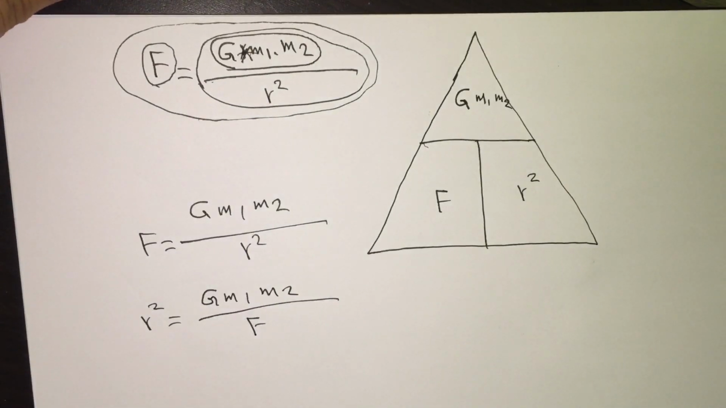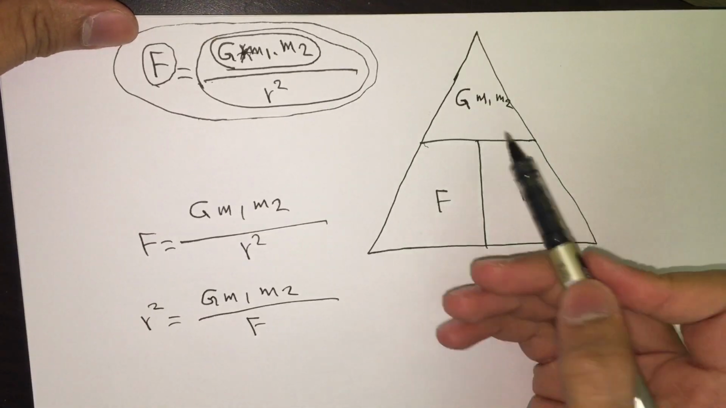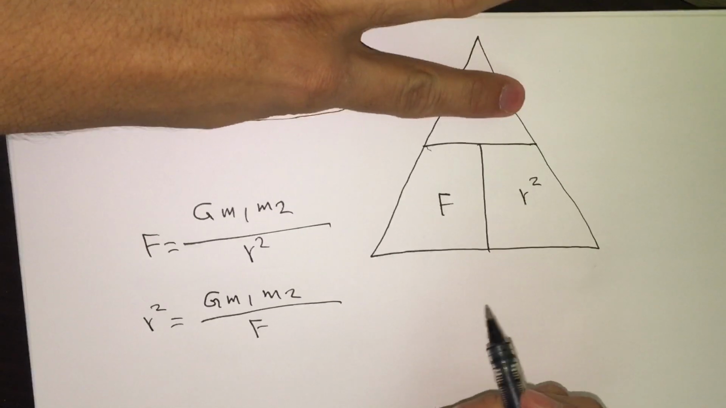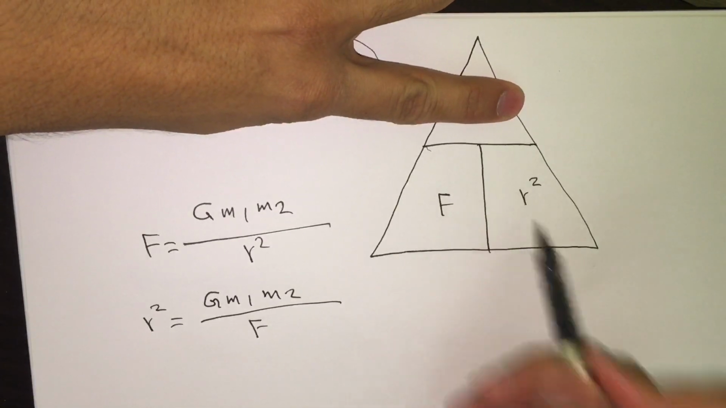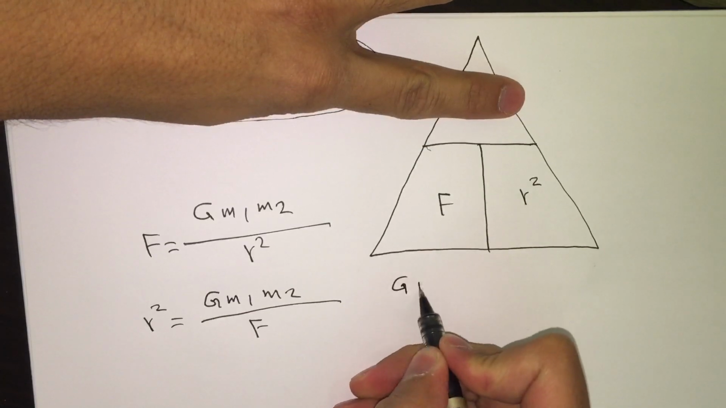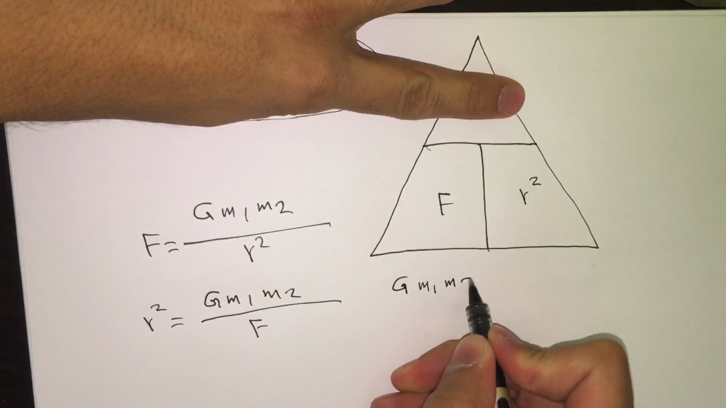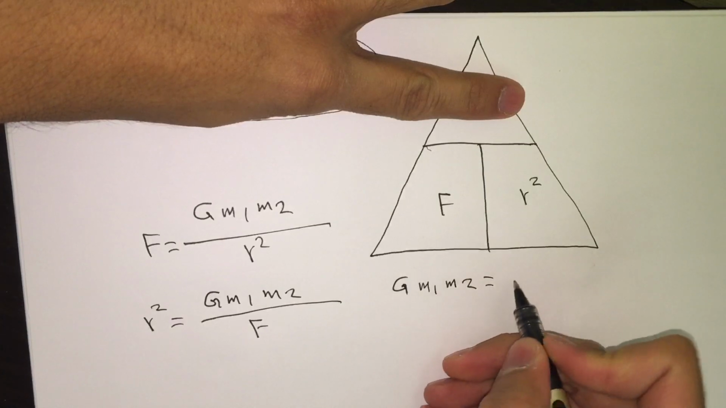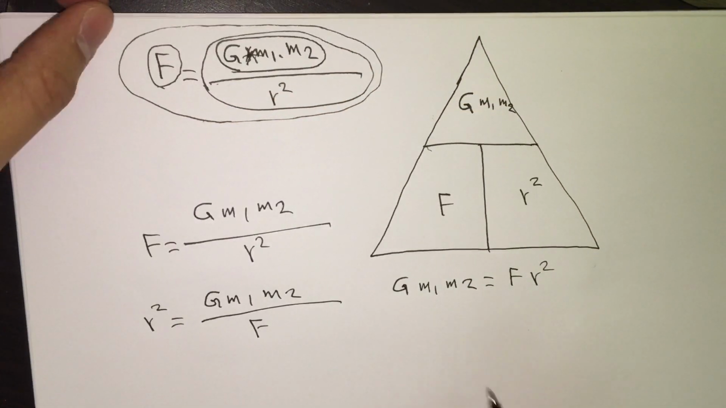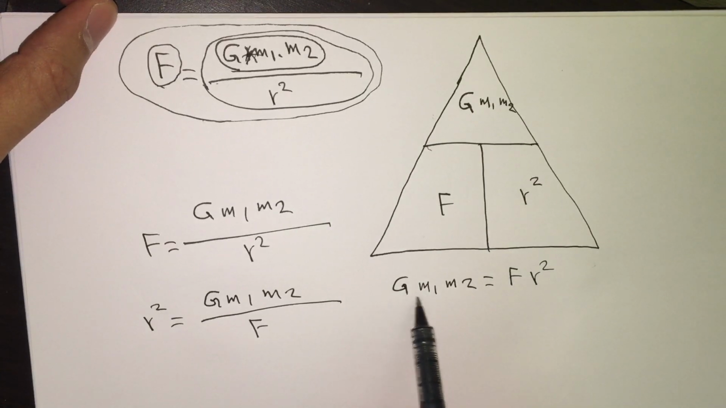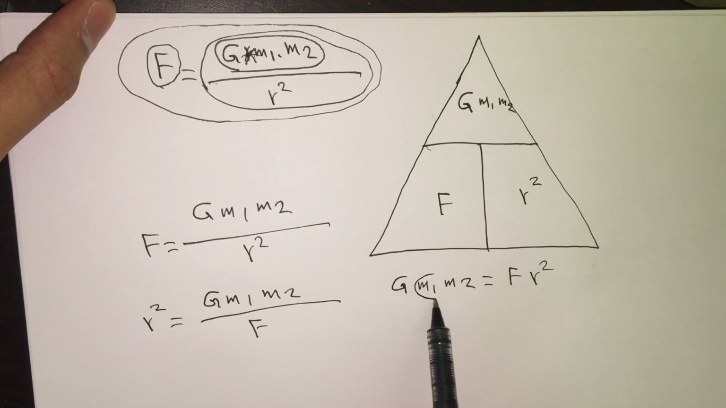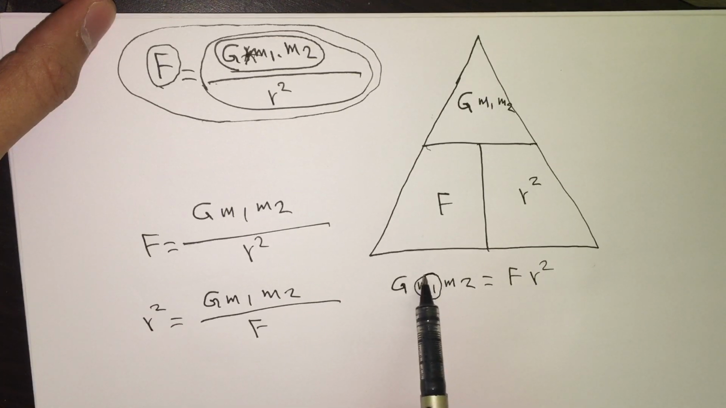Okay, very simple. If we want to find the value of g m1 m2, we just cover the g m1 m2, and we're left with f times r squared. G m1 m2 is equal to f times r squared. What if we want to find the value of one of these three? What if we want to find the value of the mass of the first object?